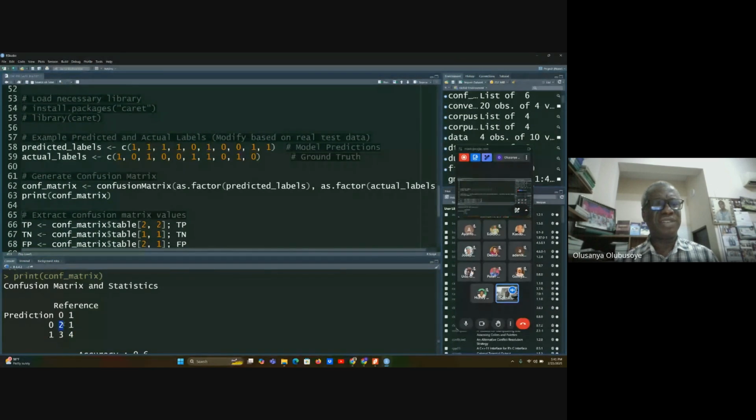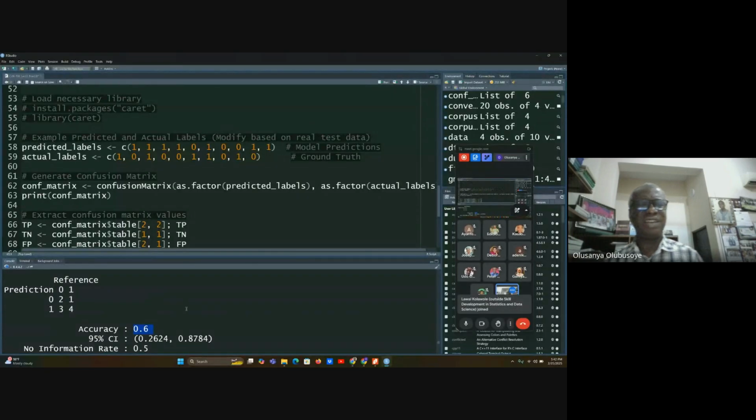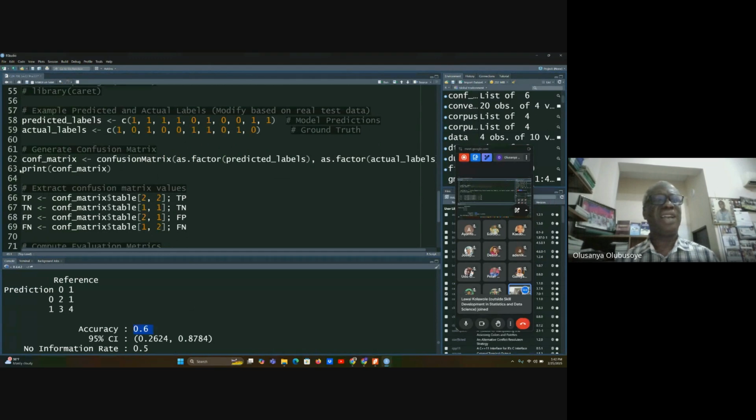So you have correct predictions here, you have correct predictions here. So there are 6 cases of correct predictions. Out of how many? 2 plus 1 plus 4 plus 3. So that is 10. Out of 10 predictions, 6 were correctly predicted. That gives you the accuracy, and that's how you get 0.6 there. But you can use a formula to calculate that.